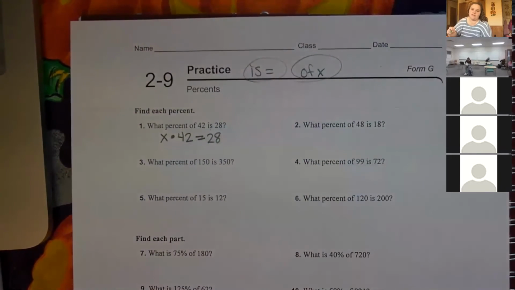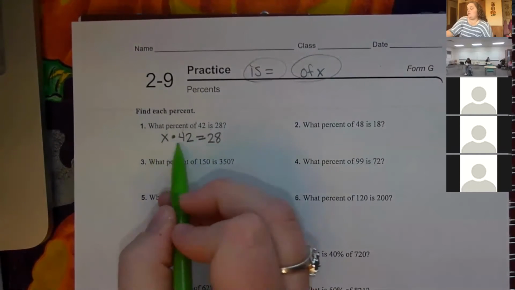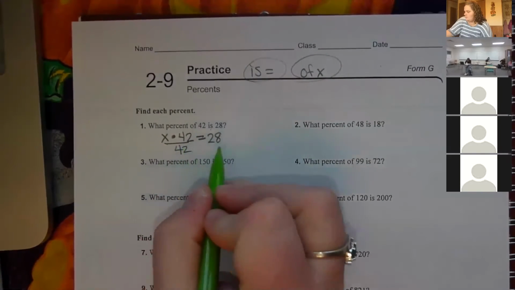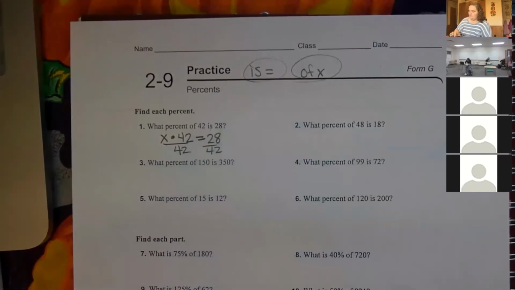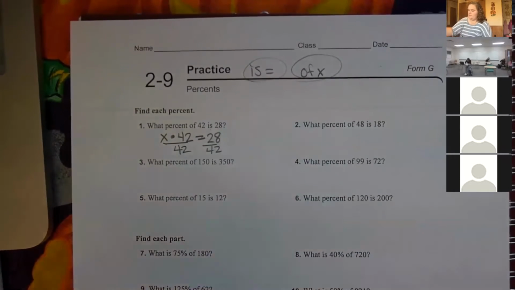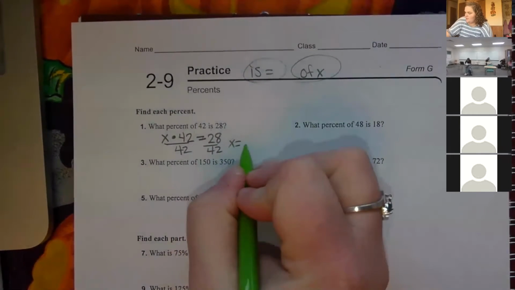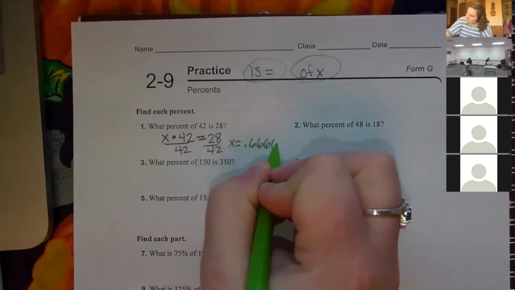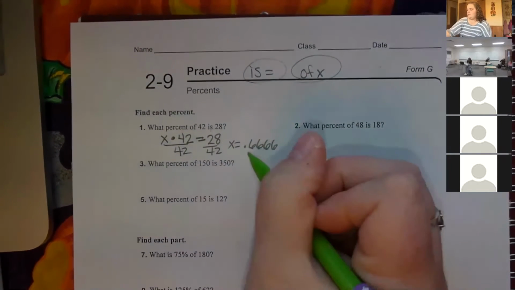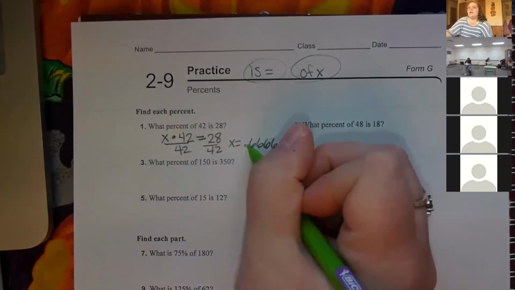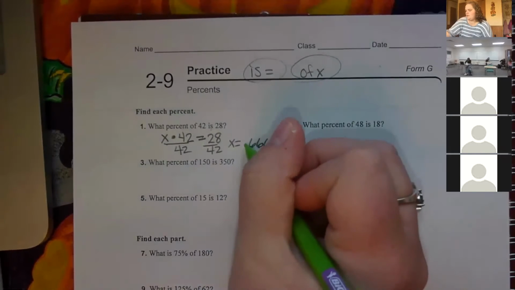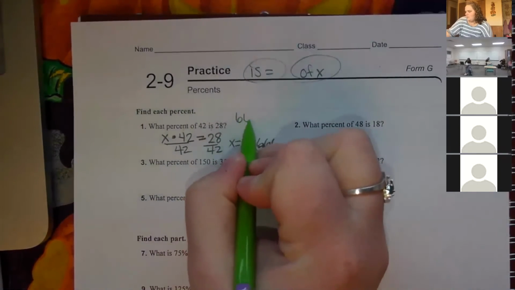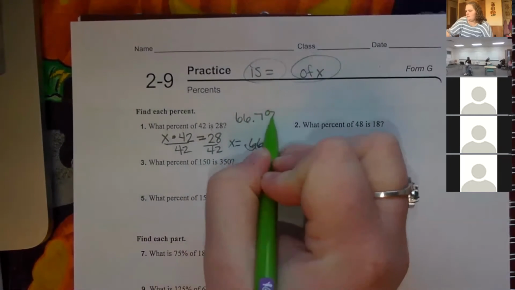So then you just keep solving for X. So how do I undo multiplying by 42? Yep, divide, good. So we're going to divide by 42. So I got 28 divided by 42. Yes, it's going to get you a decimal, but then you're going to change that into a percent. So you have 0.66666 repeating, okay? Turn that into a percent. Well, percent's out of 100, so I need to multiply by 100. So moving the decimal twice. And then, I don't care where we round it, 66.7%.